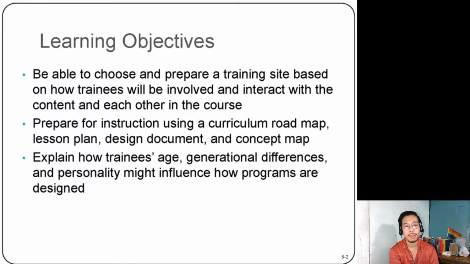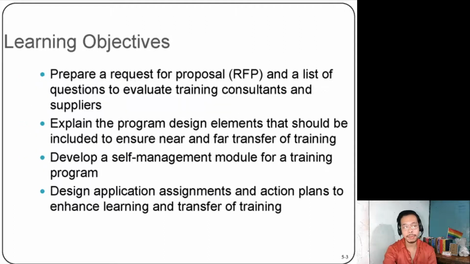Third objective is to explain how trainees' age, generational differences, and personality might influence how programs are designed. Next, you'll be preparing a request for proposal and a list of questions to evaluate training consultants and suppliers. Next, explain the program design elements that should be included to ensure near and far transfer of training. Next, develop a self-management module for a training program. And next, design application assignments and action plans to enhance learning and transfer of training.